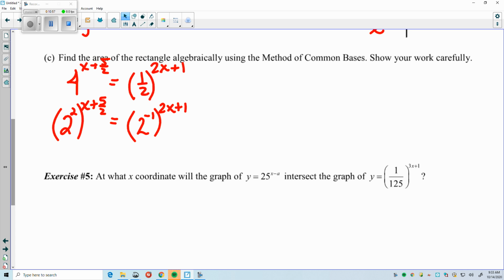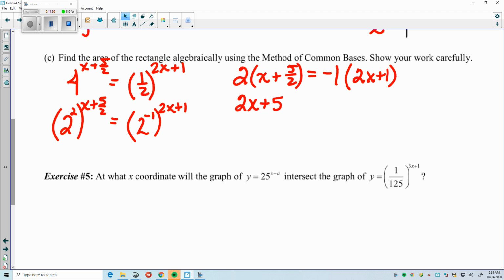Okay. So now that my bases are equal, I can set the exponents equal. Keep in mind, power to a power we multiply, and we have to multiply it to each term. So the powers, I have 2 times x plus 5 halves. I'm going to set that equal to my powers, negative 1 times 2x plus 1. Okay. So distributing through, I have 2x plus, when I distribute the 2 to the 5 halves, we get 5. And I'm going to set that equal to, distributing the negative 1, negative 2x minus 1.